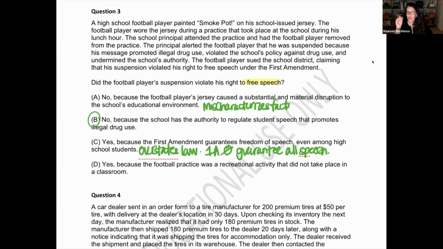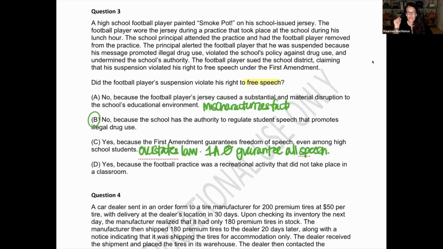And I think most of you got this right. 70% got B. Then C, there was a second big answer here. So C just overstates the law. And you have to see why, because it doesn't always guarantee freedom of speech. It does guarantee freedom of speech even among high school students, but there's limits to it. And this is one of those limits.